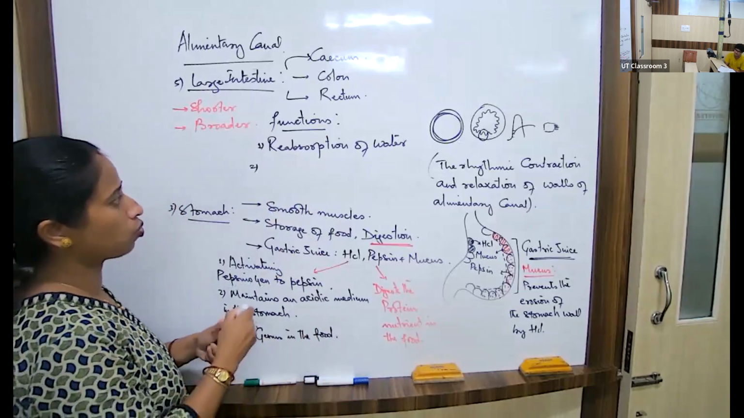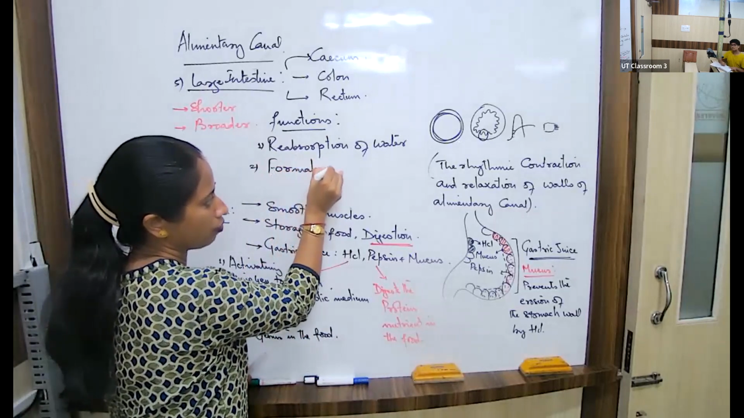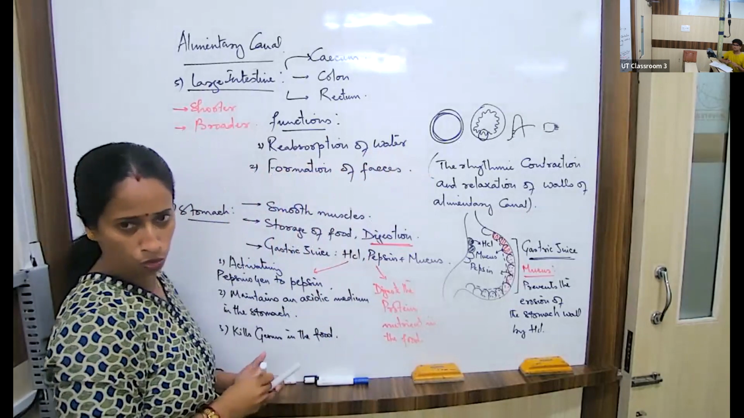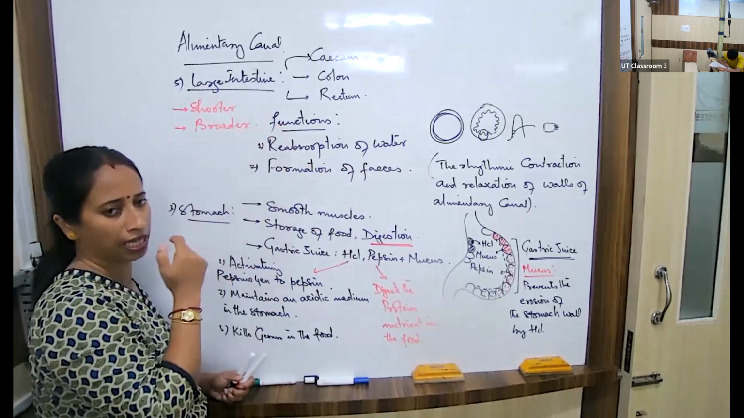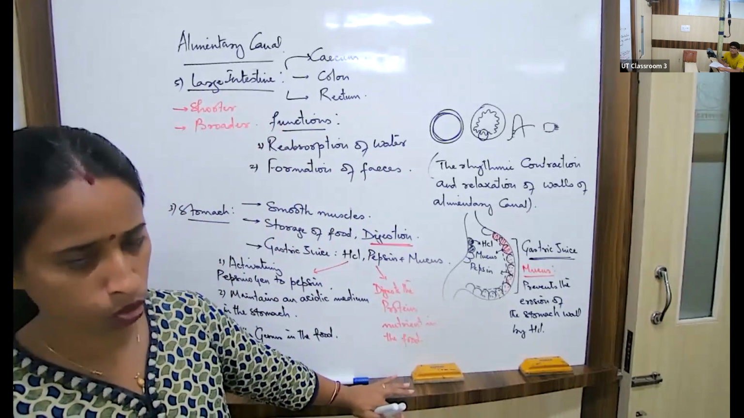So reabsorption of water. And the second function that you are going to write is formation of feces. That means the waste substances to be released out. You have to see these functions. What are the functions of the large intestine? These 2 points, right?